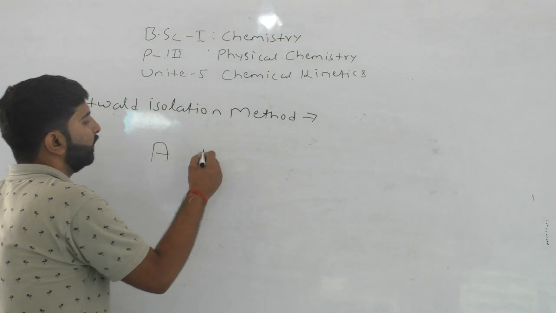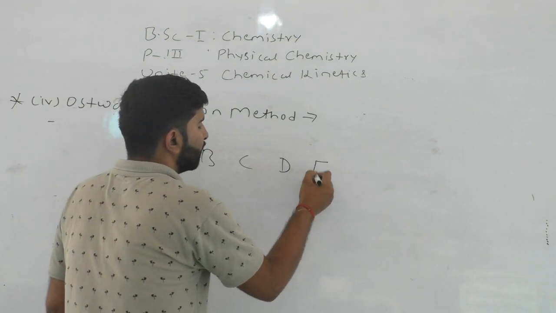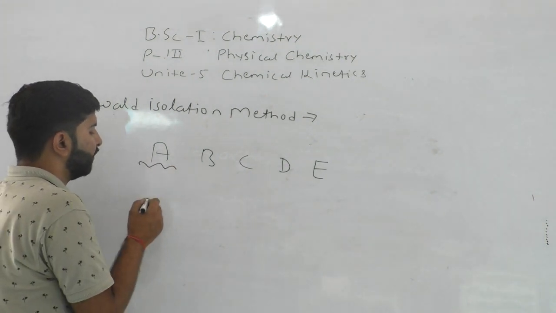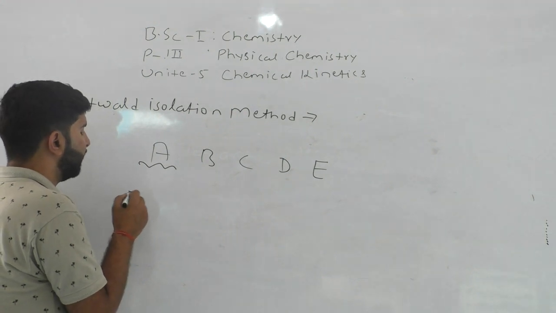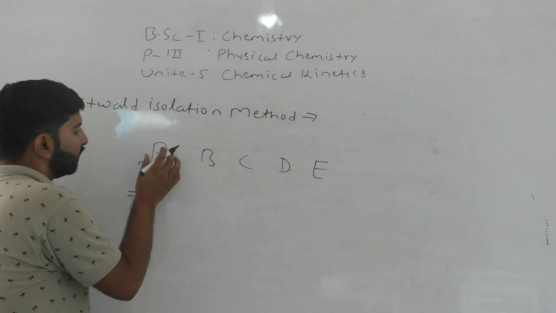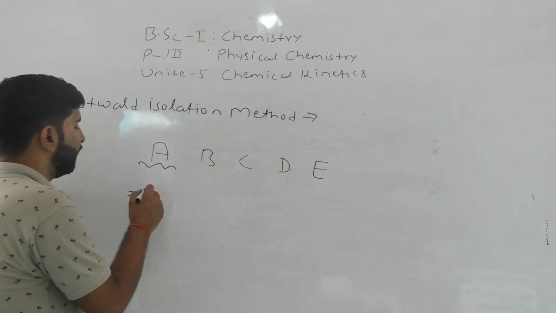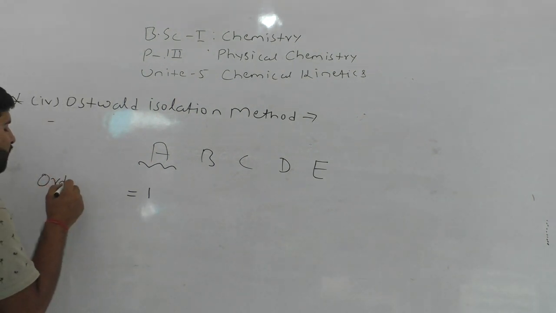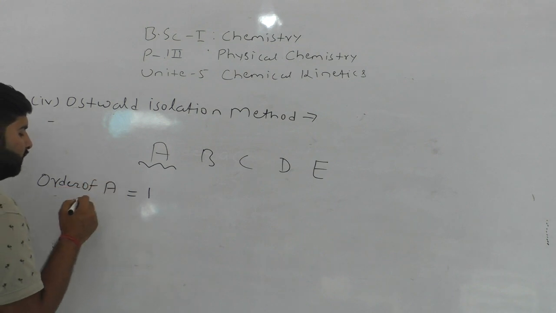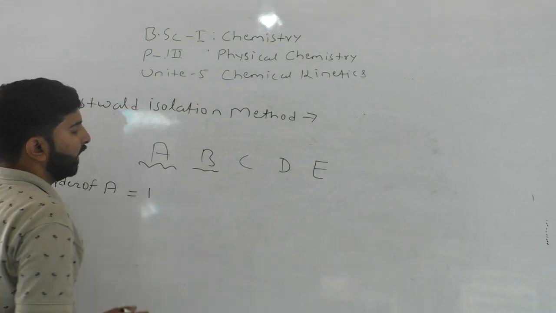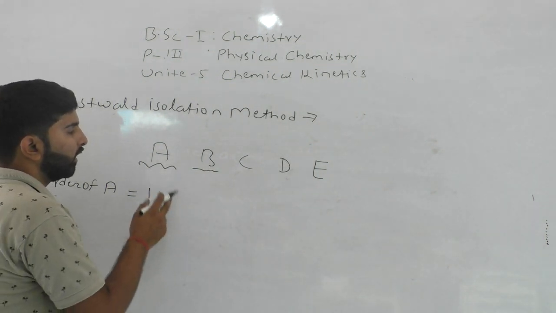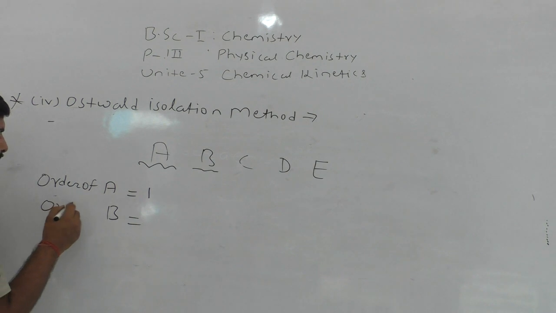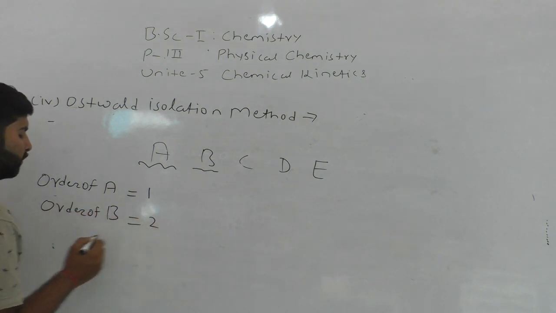So if we take 5 types of reactants in this method, first we take a finite amount of A and determine the order, which let us say comes out 1 in terms of A. Now we take a finite amount of B and excess amount of A, C, D, E. The order of the reaction in terms of B comes out equal to 2.